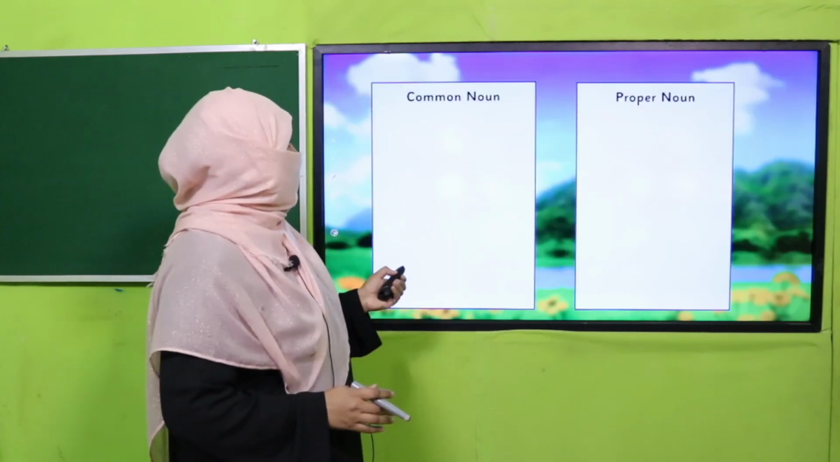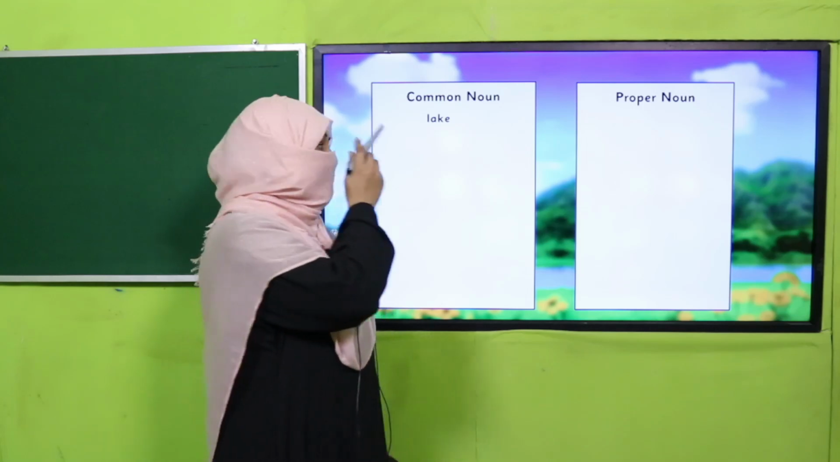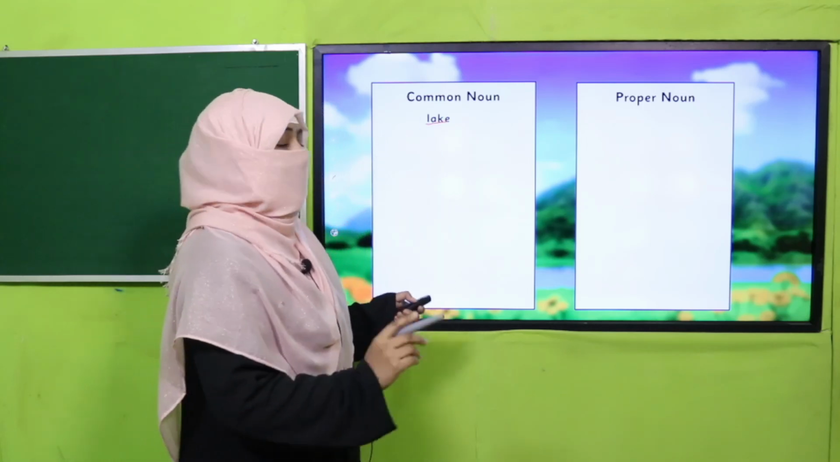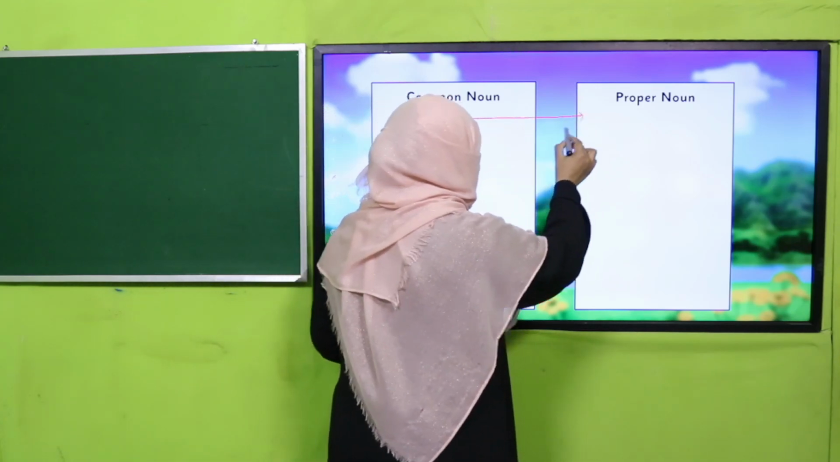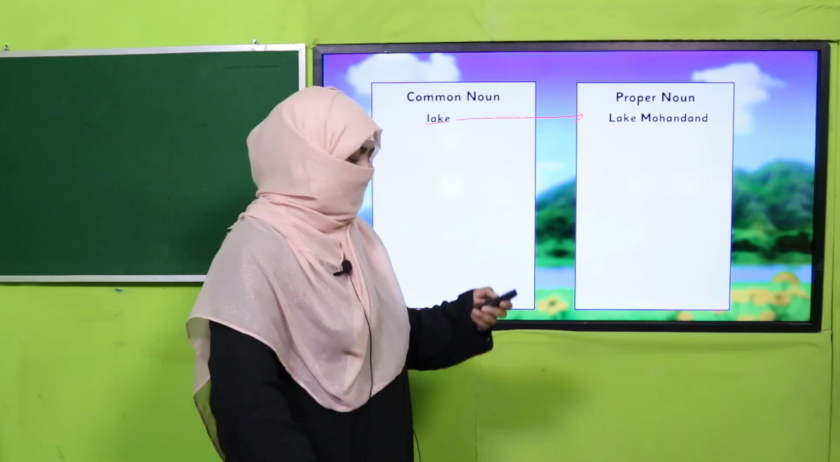Like this, common noun, proper noun. For example, the first child comes and writes lake. Okay, it's a common noun, we know. The child who comes from group 2 has to write the name of a lake, a proper noun, like Lake Mohundend, a beautiful lake in Pakistan.